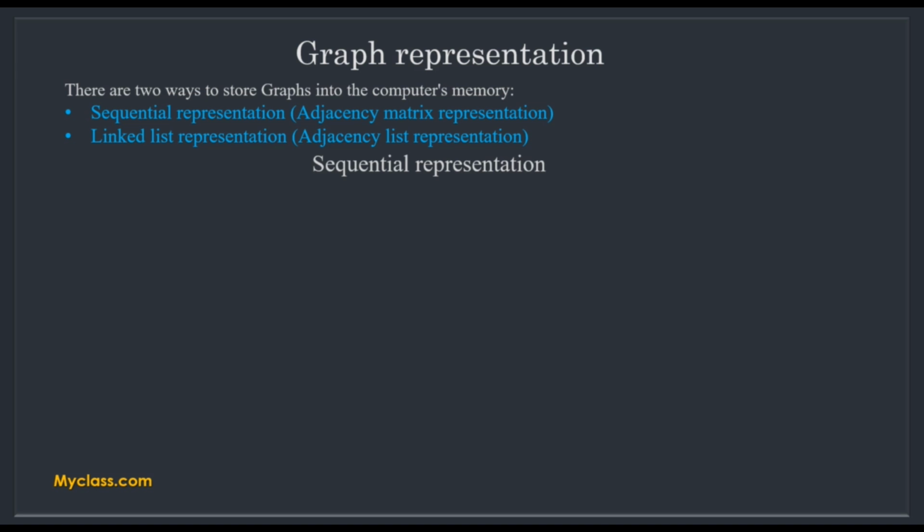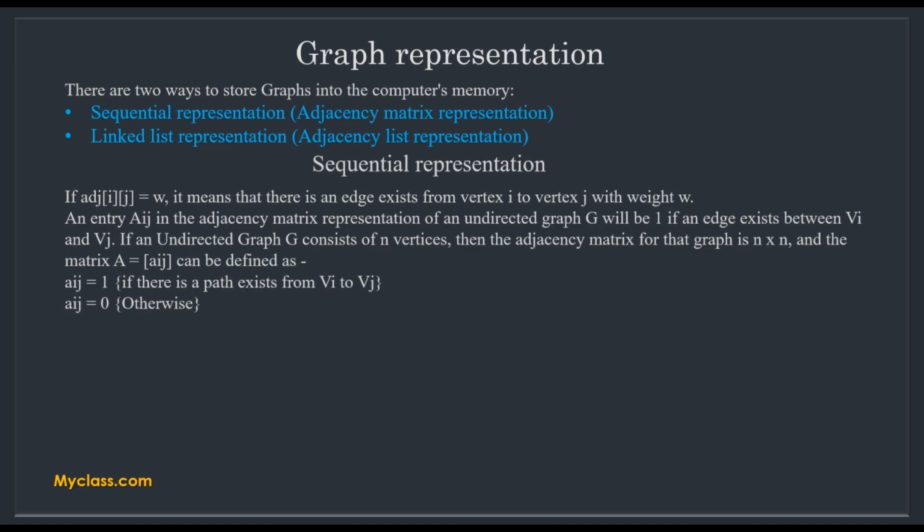First, sequential representation. In sequential representation, we represent the graph in matrix format, as an adjacency matrix. If there is an edge between i and j, then the value is 1, otherwise it is 0. This is for both undirected and directed graphs. If it is a weighted graph, then if there is an edge between i and j, the value is w, the weight of that edge. That is the sequential representation of a graph.